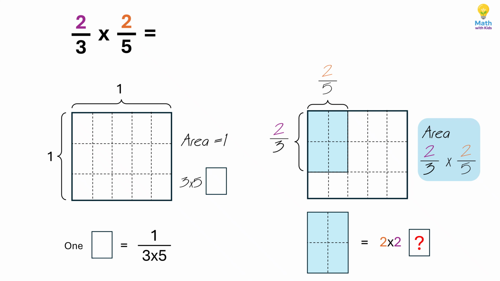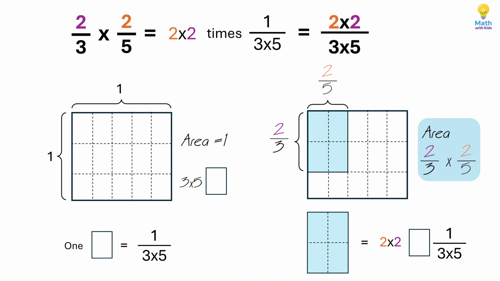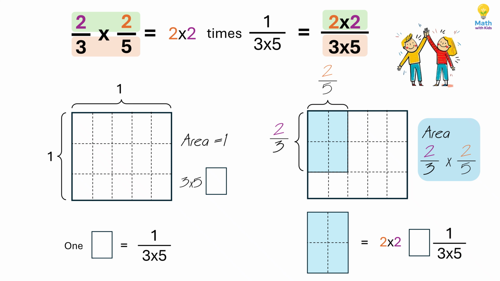So, what is the value of the green parts? We have 2 times 2 blocks, and each block is 1/(3 times 5). So we can write it as 2 times 2, and then times 1/(3 times 5). We can rewrite this as numerator 2 times 2, denominator 3 times 5. Do you discover something? Yes. Multiply the bottom numbers together and multiply the top numbers together. Finally, we've got the rule. Let's high five.